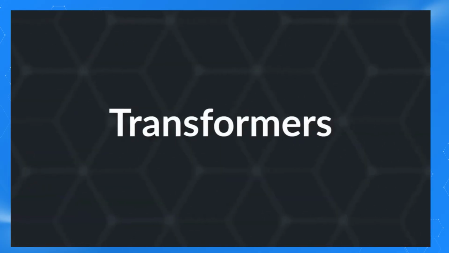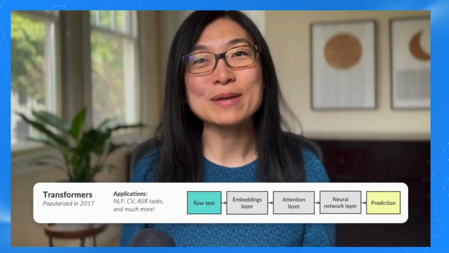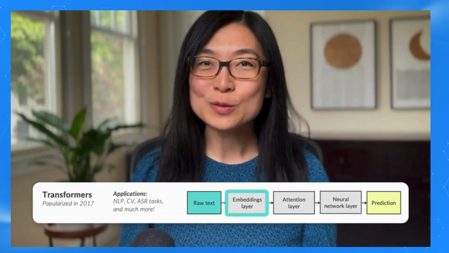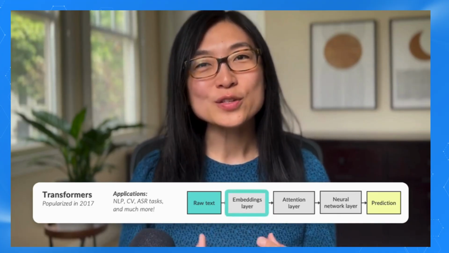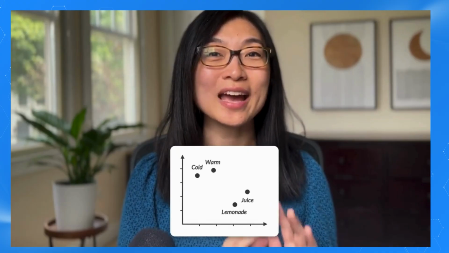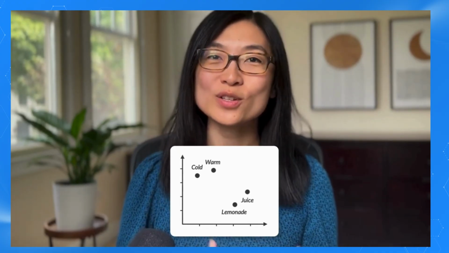Transformers have completely changed the natural language processing space. This is the architecture behind ChatGPT, Claude, and all the other AI text tools out there. This idea came out in 2017, and it's built on 3 main parts. The first part is the embeddings layer. This is where words turn into locations in space, and those locations in space have some meaning. So words that have similar meaning will be close to one another, and words that are different will be far apart.